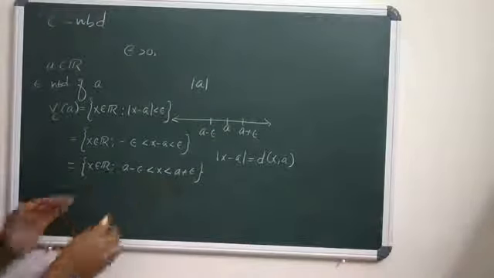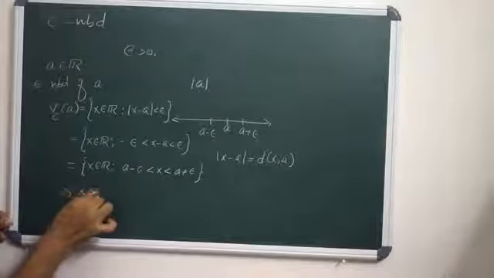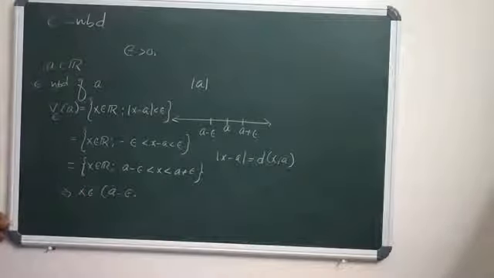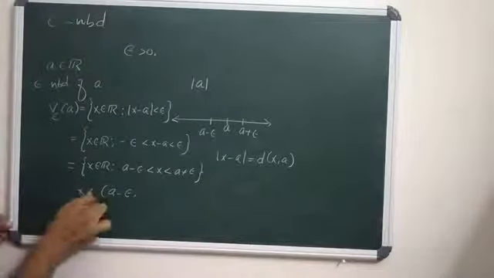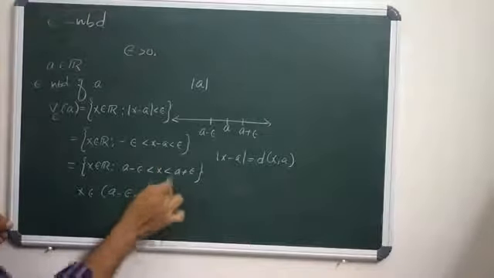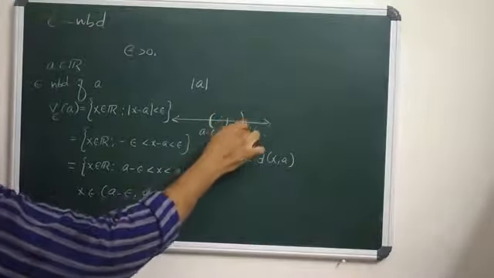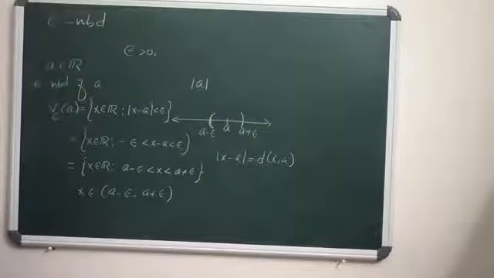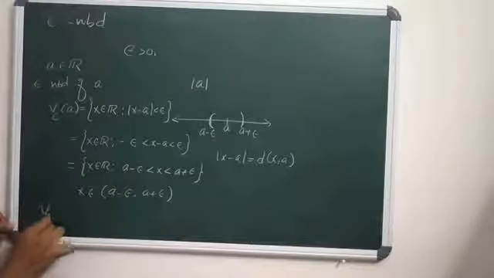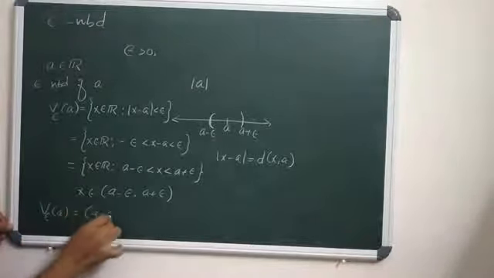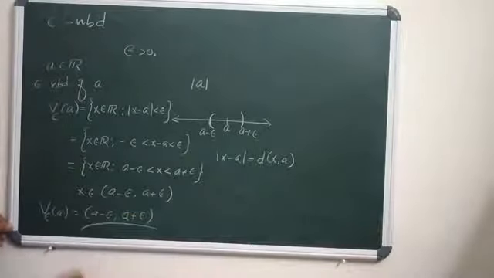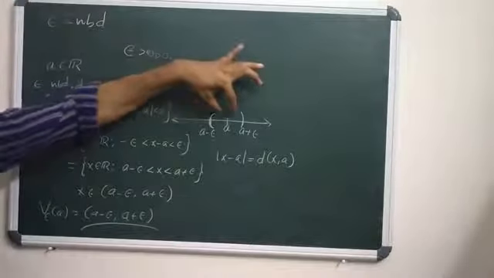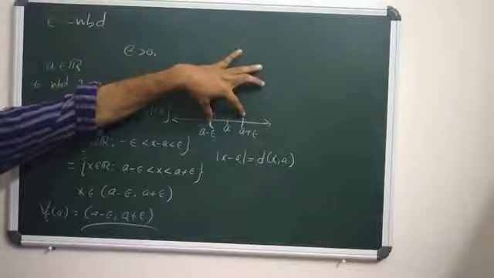A minus epsilon less than x less than A plus epsilon means x belongs to the open interval A minus epsilon, A plus epsilon. So this is the open interval A minus epsilon and A plus epsilon, and this is known as the epsilon neighborhood of A. So V epsilon of A is nothing but the open interval A minus epsilon, A plus epsilon.